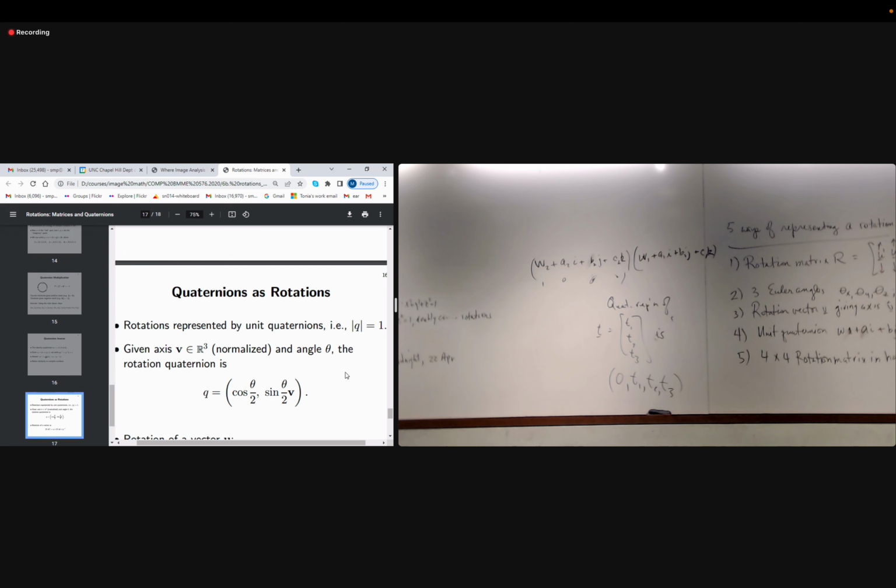A unit quaternion has the real term being a cosine, and the other three terms have a vector v, which is multiplied by sine theta over 2. Right? And that vector is a unit vector.